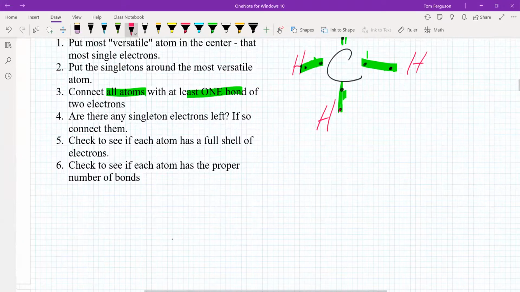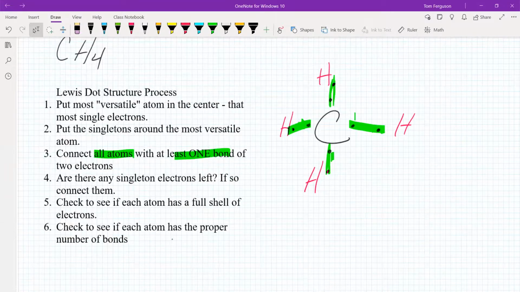So let's check now. How many bonds does carbon have? Carbon has 4 bonds. Now we can have a double bond and a triple bond as well. If it's a double bond, that's 2 pairs of electrons. A triple bond would be 3 pairs of electrons, so a triple bond would involve 6 electrons. A double bond would involve 4. A single bond would involve 2.